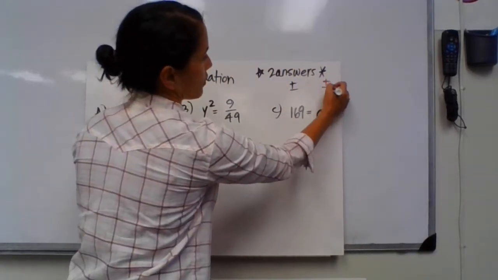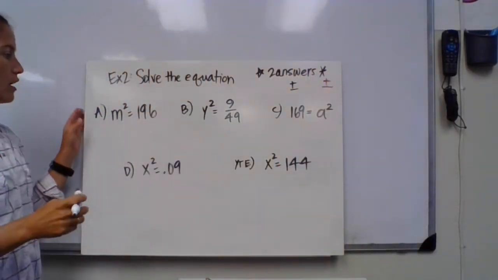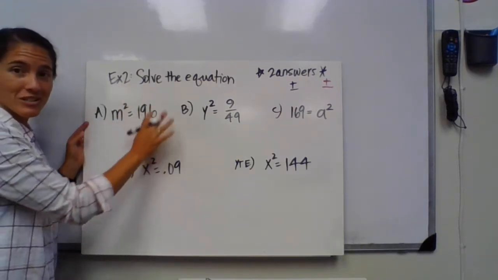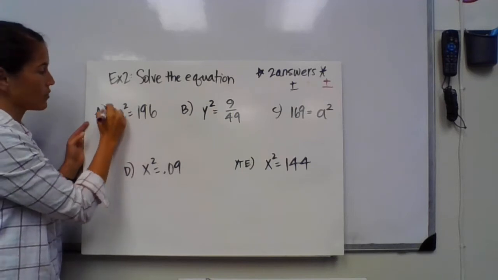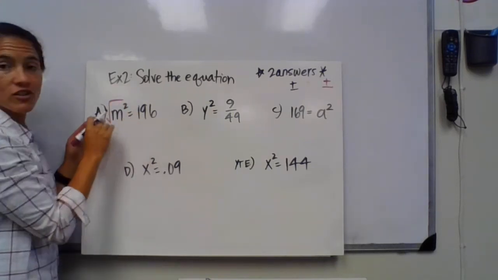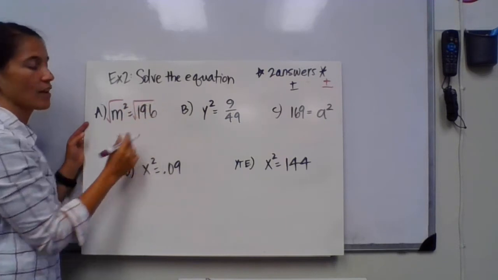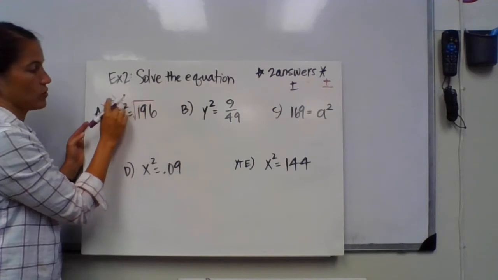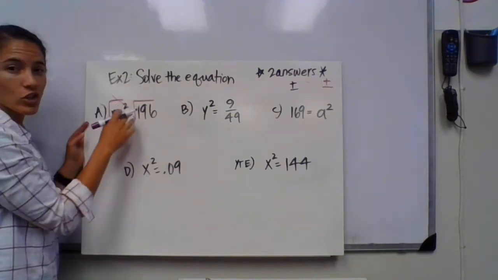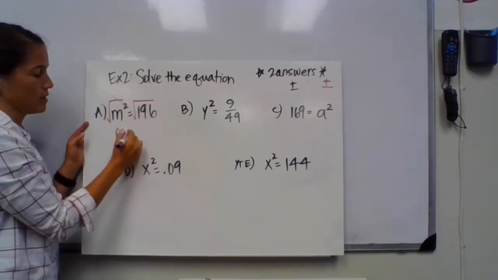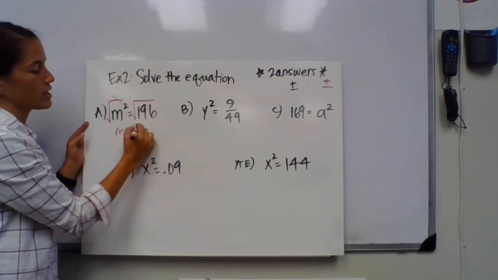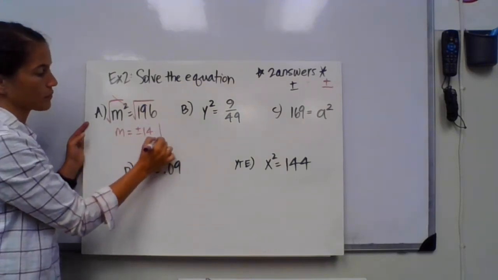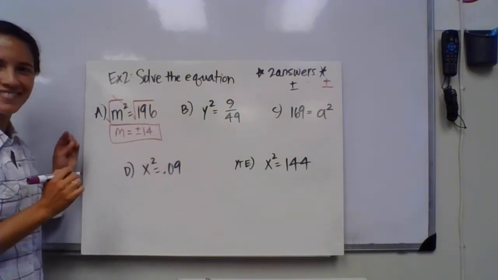So we want to account with that plus and that minus for our answer. So A, m squared equals 196. In order to solve a square, we need to take the square root, and whatever you do to the left, we're going to do to the right. So I'm going to take the square root of both sides. Square root of m squared, these cancel. A square root and a square are inverse operations, so they cancel, and we're left with m. And then the square root of 196 is plus and minus, plus or minus 14. And so that's your answer.